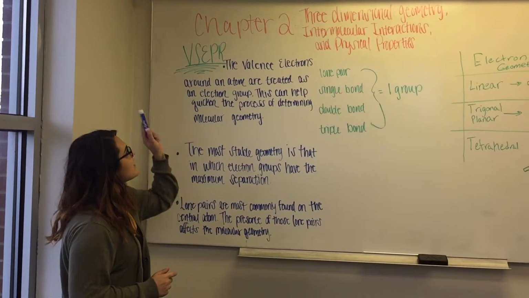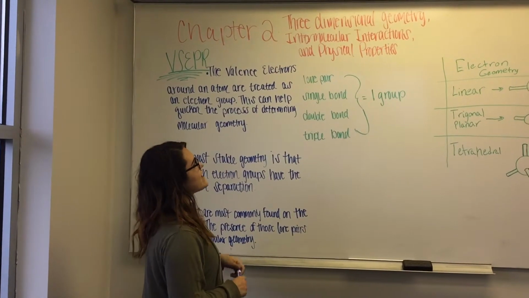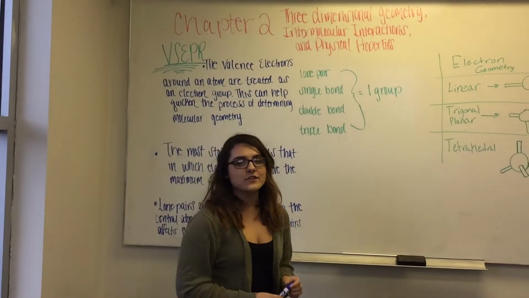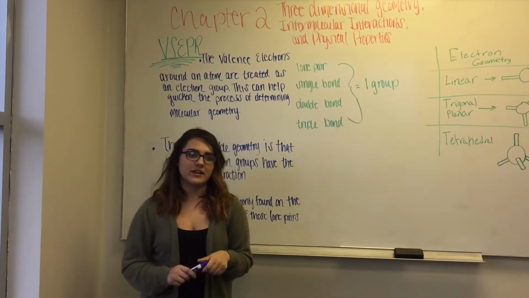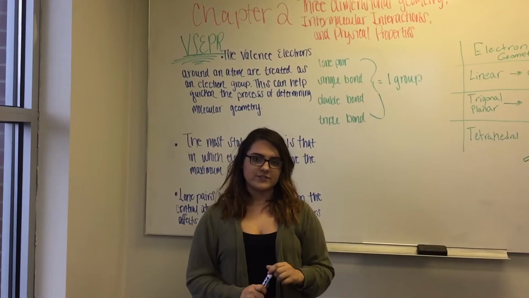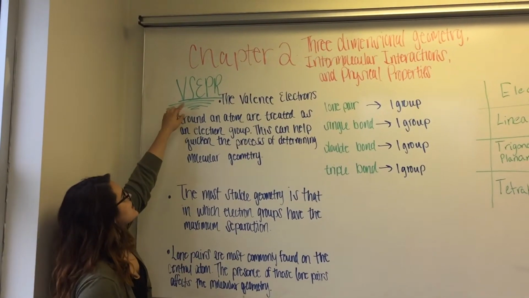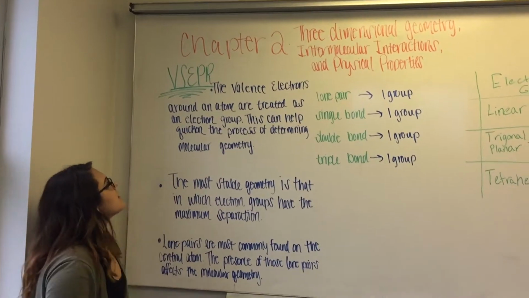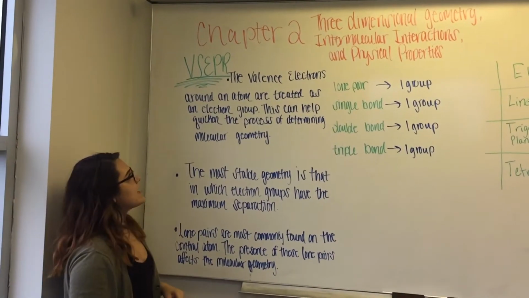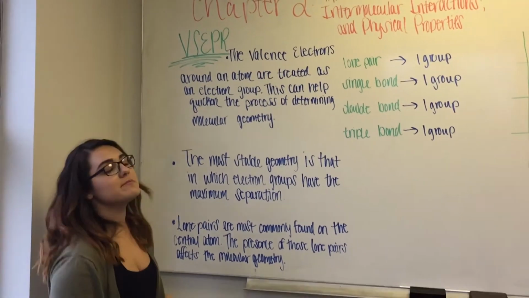Hi, today we'll be talking about Chapter 2, Three-Dimensional Geometry, Intermolecular Interactions, and Physical Properties. First, we will begin with factors that determine molecular geometry, then later discuss the intermolecular interactions. First, we'll begin with VSEPR, which stands for valence shell electron pair repulsion. The valence electrons around an atom are treated as an electron group. This can help quicken the process of determining molecular geometry.